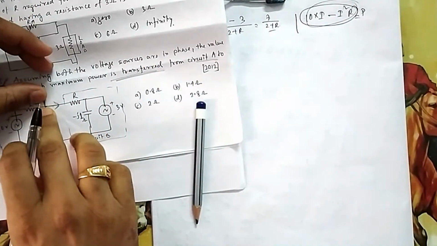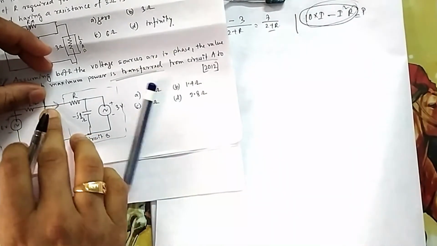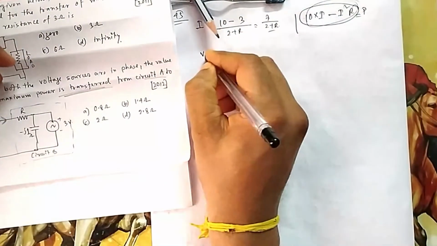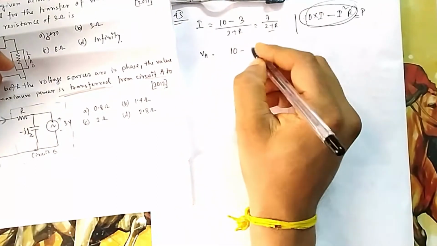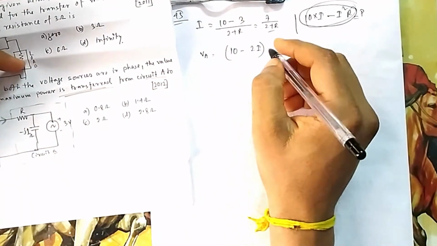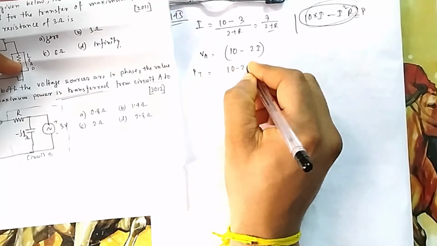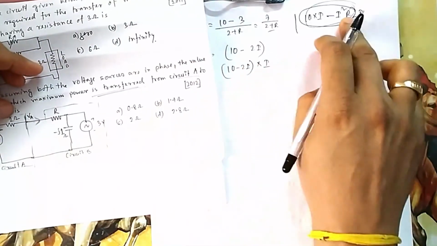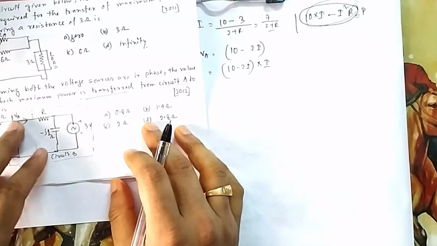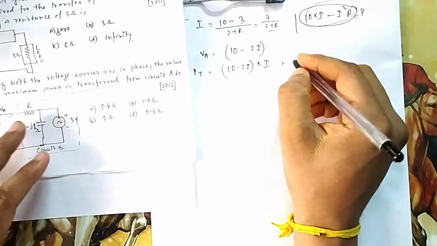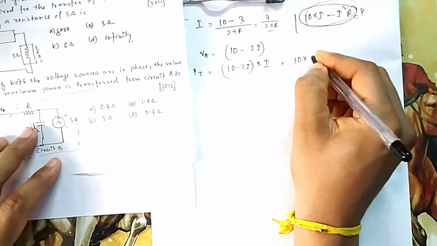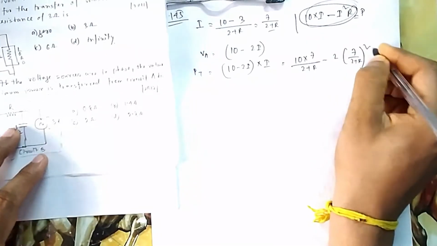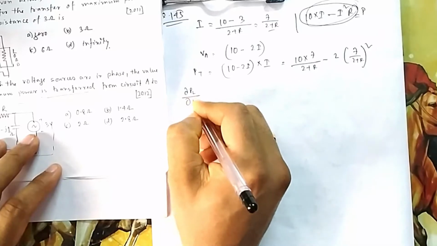Or you can take the product of this current into this voltage. Suppose this is VA. What is VA? 10 minus 2 into I. So what will be the power transferred? Ultimately it is the same, you will get this into this, so you will get I square R, where R is 2. Both are equal, if you multiply this voltage into this current you will also get it. So there is no harm. Finally you will get 10 I, that is 10 times 7 by 2 plus R, minus 2 times 7 by 2 plus R whole square. So ultimately we will differentiate it with respect to R.